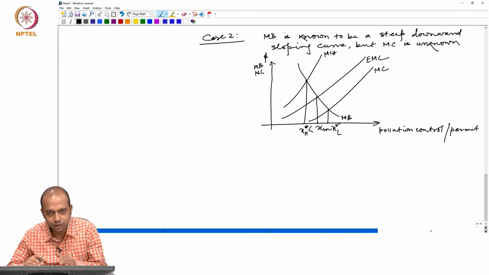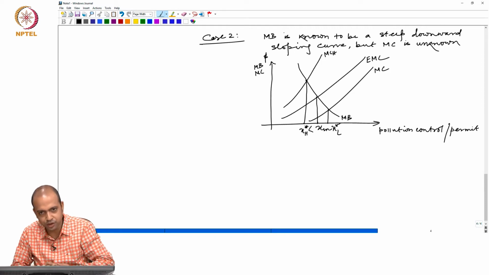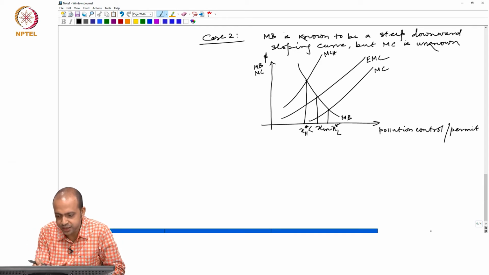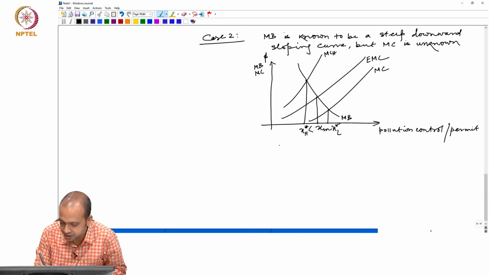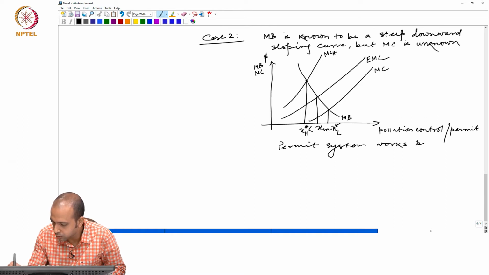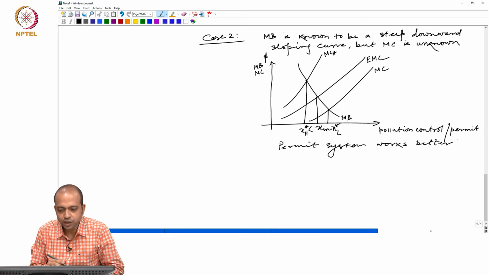So, that means tradable permit system works better when the marginal benefit is steep straight line. If you make it even more steeper, then the divergence, the difference between XM and XH and XM and XL will go down. So, that means in this case, permit system works better if you make it more steep, and works worse if you make it more flat.